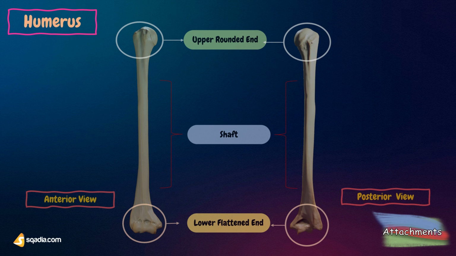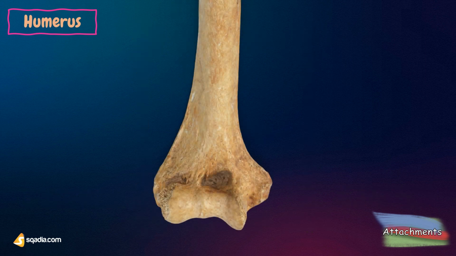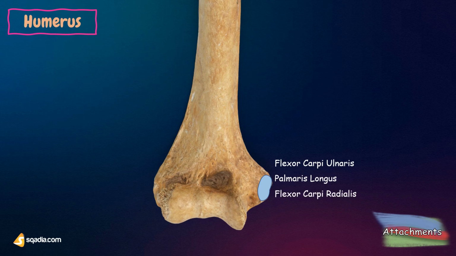As for the muscles at the distal end, the muscle attachments at the distal end dictate the movement of the anterior and posterior compartments of the forearm. The medial epicondyle provides attachment of superficial muscles of the anterior forearm. These muscles are the flexor carpi ulnaris, palmaris longus, flexor carpi radialis, and pronator teres.